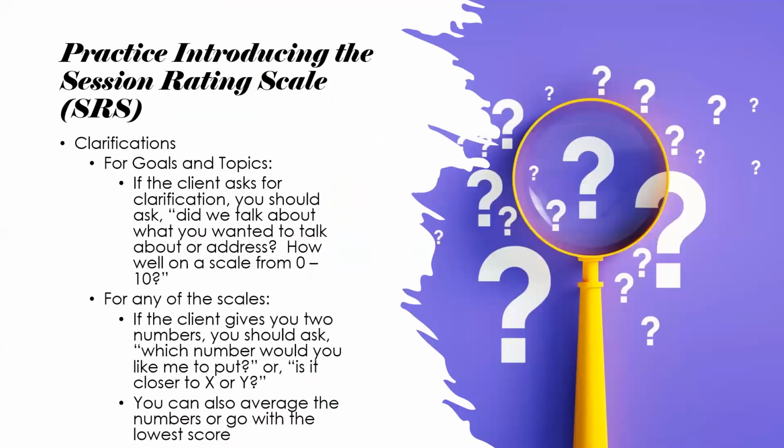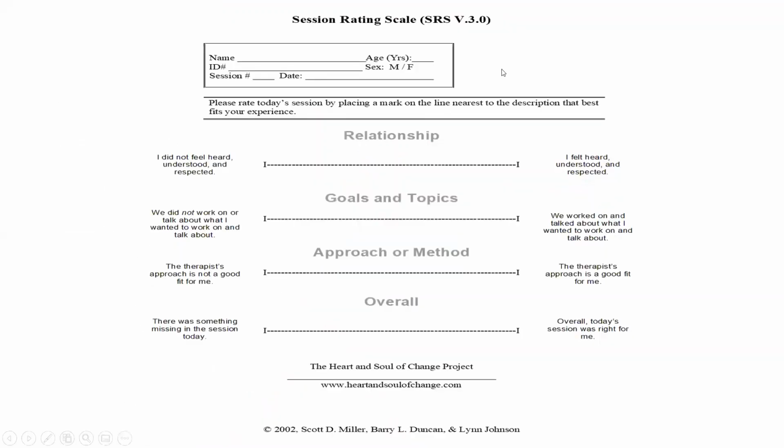So for those of us who were not here last week, this is the session rating scale. Again, it's a 0 to 10 continuum line, 10 centimeters. So I felt heard, understood, and respected, or not so much. We worked on and talked about what I wanted to work on and talk about, or not as much. The therapist's approach is a good fit for me, or not as much. And overall, today's session was right for me, or maybe there was something missing from the session.